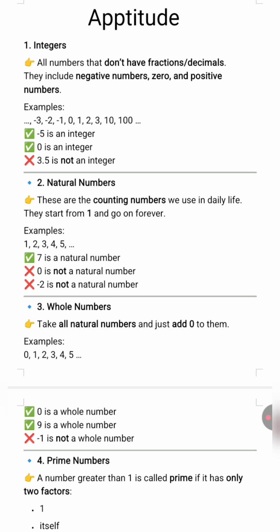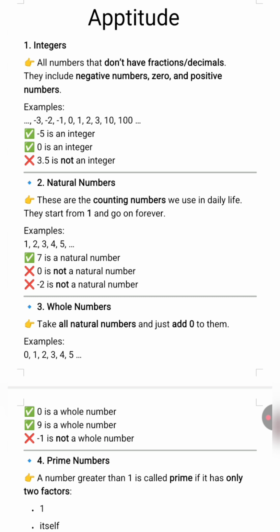But before we go to big questions, we must first understand the basic numbers and concepts. Numbers are like the foundation of a building. If the foundation is strong, the building will never fall. So today let's start with the basics: integers, natural numbers, whole numbers, prime numbers, composite numbers, co-prime numbers, factorization and divisibility rules.